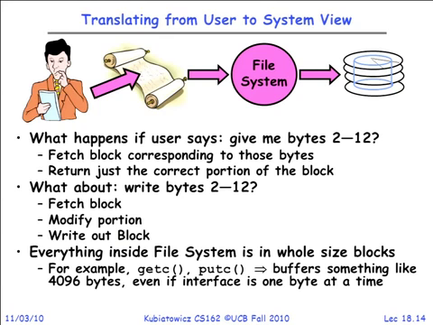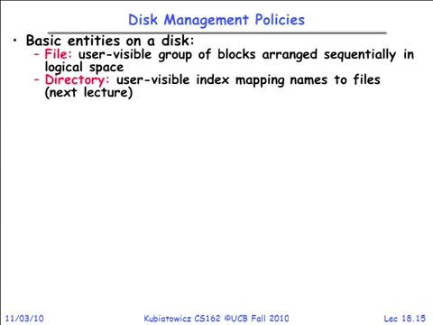So before we do that, let's talk about the basic entities that we're going to try to manage here on disk. We've got files, which are user visible groups of blocks, arranged sequentially in some logical space. A directory is typically a user visible mapping from names to files. Oftentimes directories are actually stored in files, surprisingly. And we're going to access the disk as a linear array of sectors.